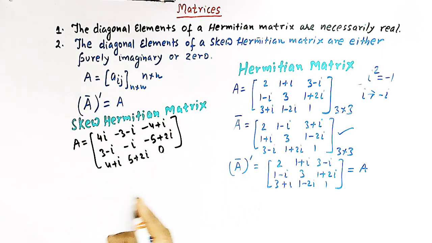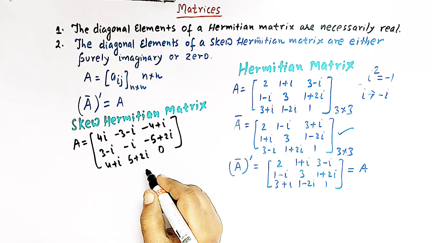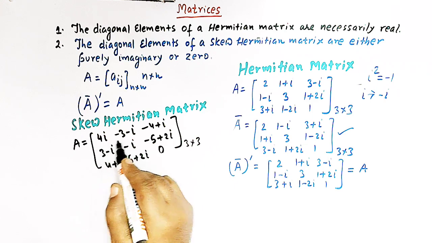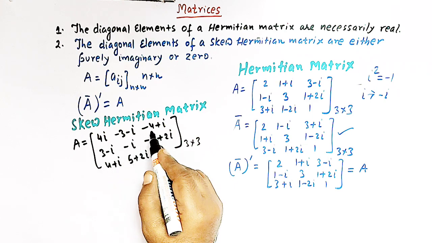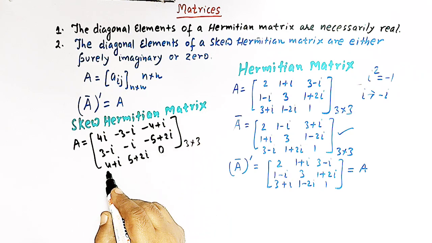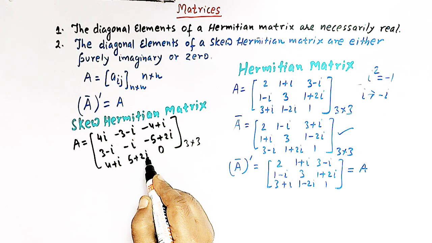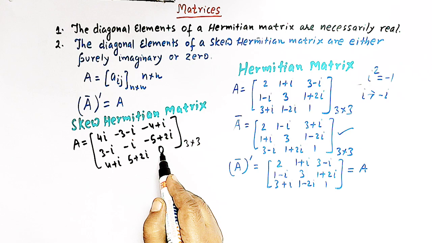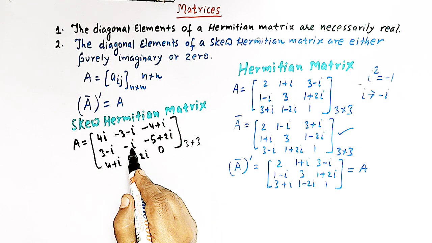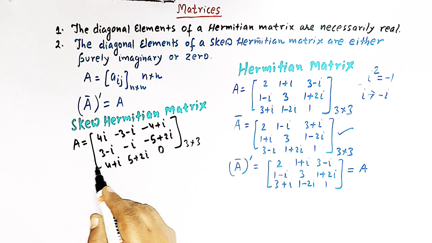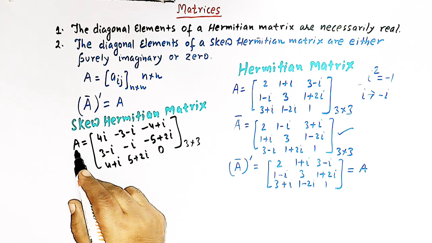So now again, for the sake of simplicity, let us consider a 3 cross 3 matrix A whose entries are 4i, minus 3i minus 3, minus i minus 4 plus i, 3 minus i, minus 5 plus 2i, and 4 plus i, 5 plus 2i and 0. Here we can see that the diagonal elements are either complex numbers, that is 4i or minus i, or 0. So let us find out the complex conjugate of this matrix A.